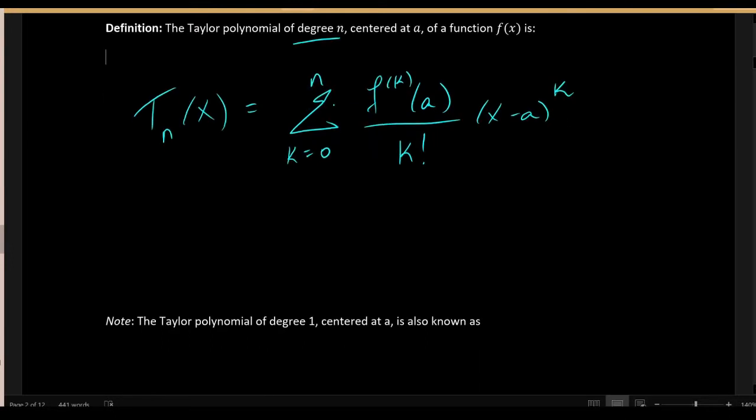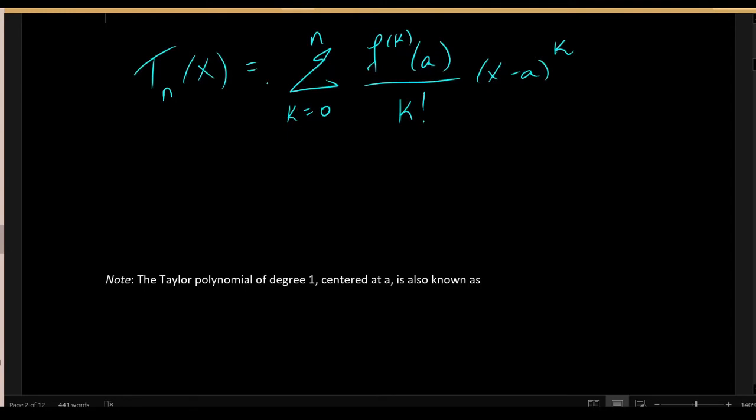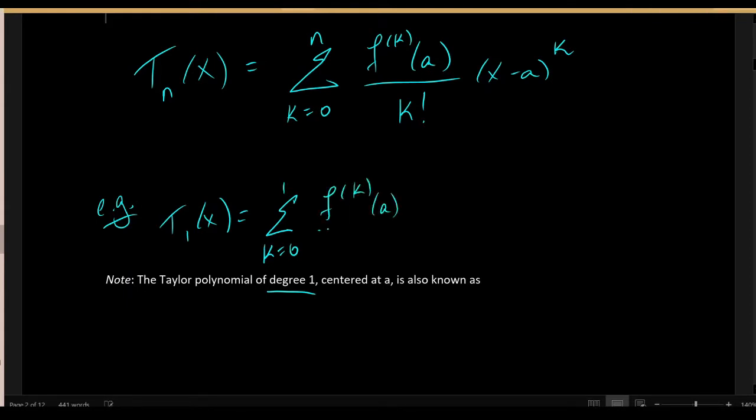Now I want to point out something interesting. You have already seen a Taylor polynomial before. In particular, you have studied the Taylor polynomial of degree 1. If I write out the formula for T sub 1 of x, then I'm summing as k goes from 0 to 1, the kth derivative divided by k factorial times the kth power.